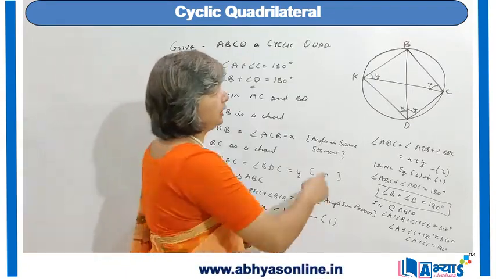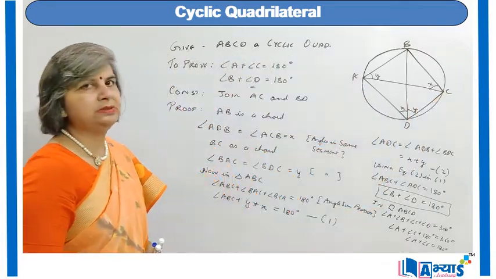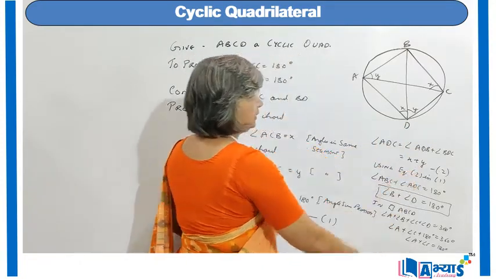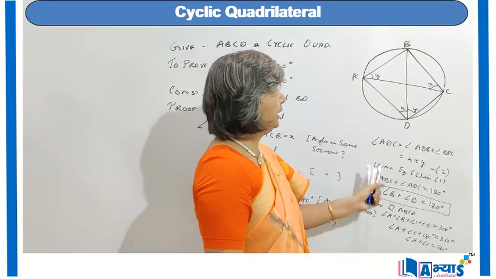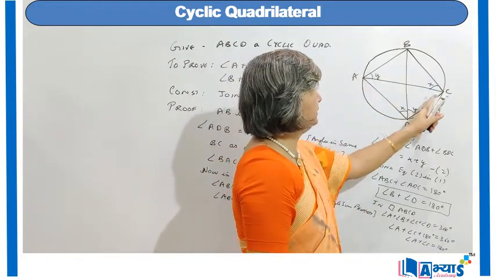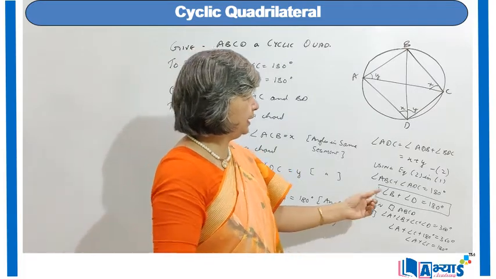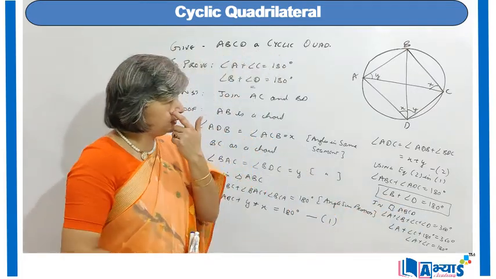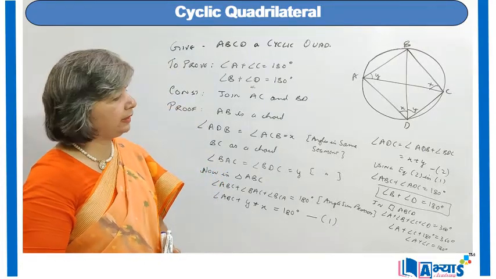Now we know that angle ADC is equal to the sum of angles ADB plus BDC. So it is equal to x plus y. Using this equation 2 in equation 1, we have found that angle ABC plus ADC will be equal to 180 degrees. So in short we can write that angle B plus angle D is equal to 180 degrees. Similarly, we can prove angle A plus angle C equal to 180 degrees.